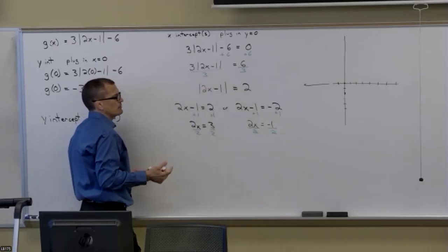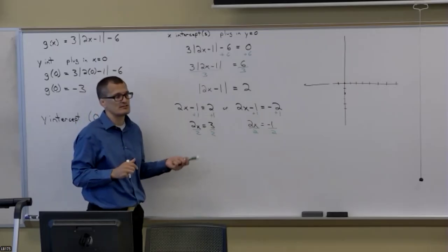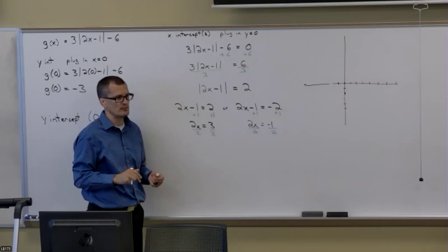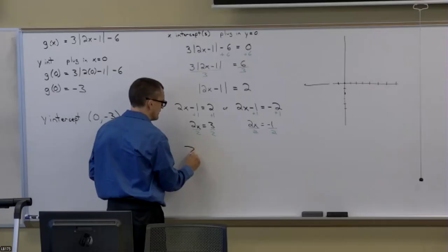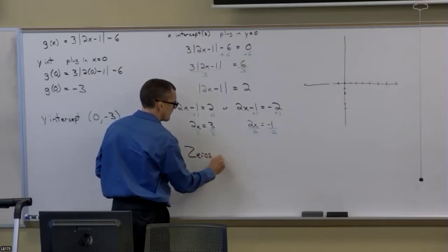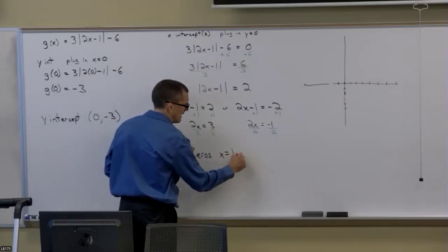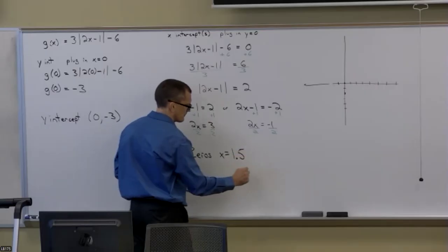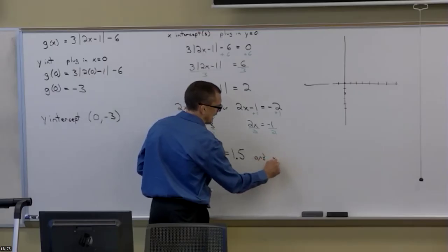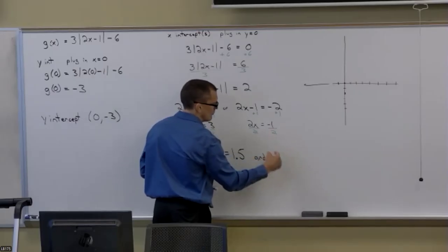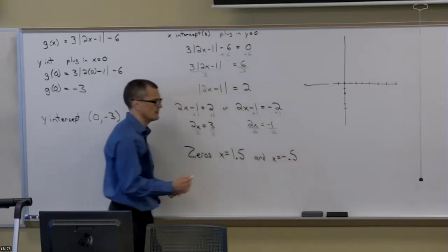And depending on how Moodle wants it, well, I know how Moodle's going to ask for it. Moodle's going to ask for the decimal rounded to 2 decimal places. So the zeros here are when x is equal to 3/2 or 1.5, written as a decimal, and x is equal to -1/2 or -0.5 as a decimal.